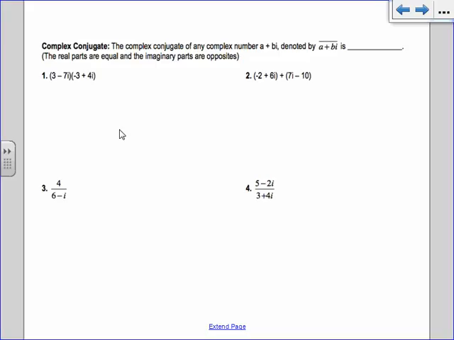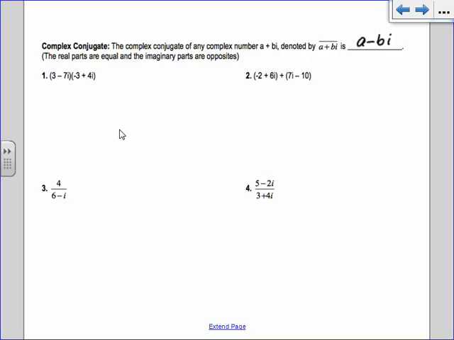So it says the complex conjugate of any complex number a plus bi, denoted by a plus bi with a bar, that's like a line above it, is just a minus bi. Okay, that's the complex conjugate. So when do we use this? We use it when we are dividing by complex numbers.